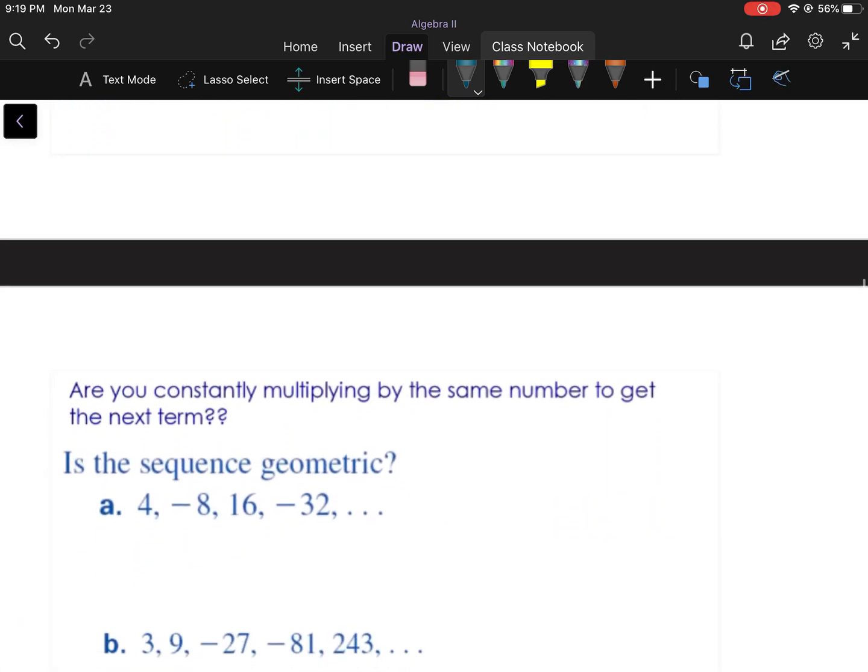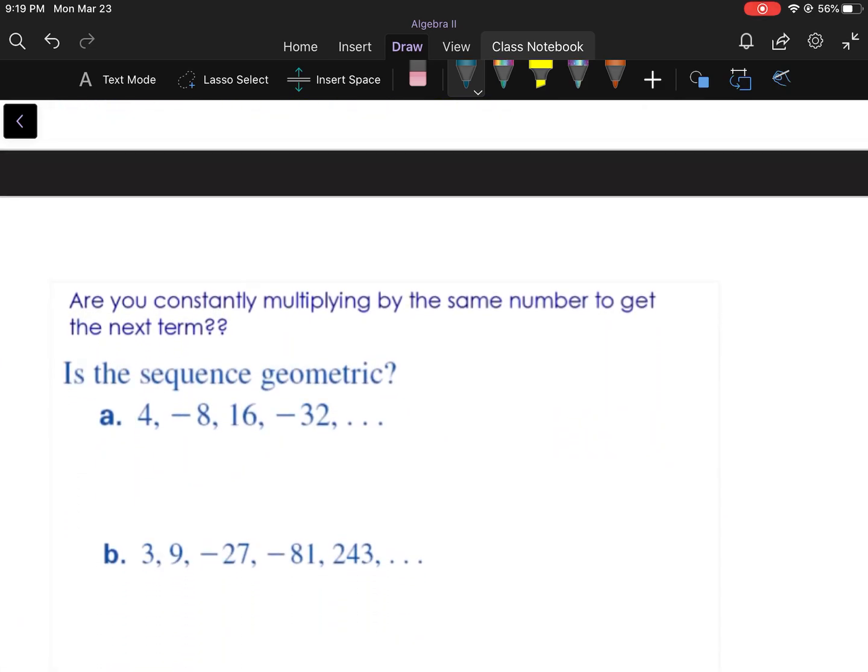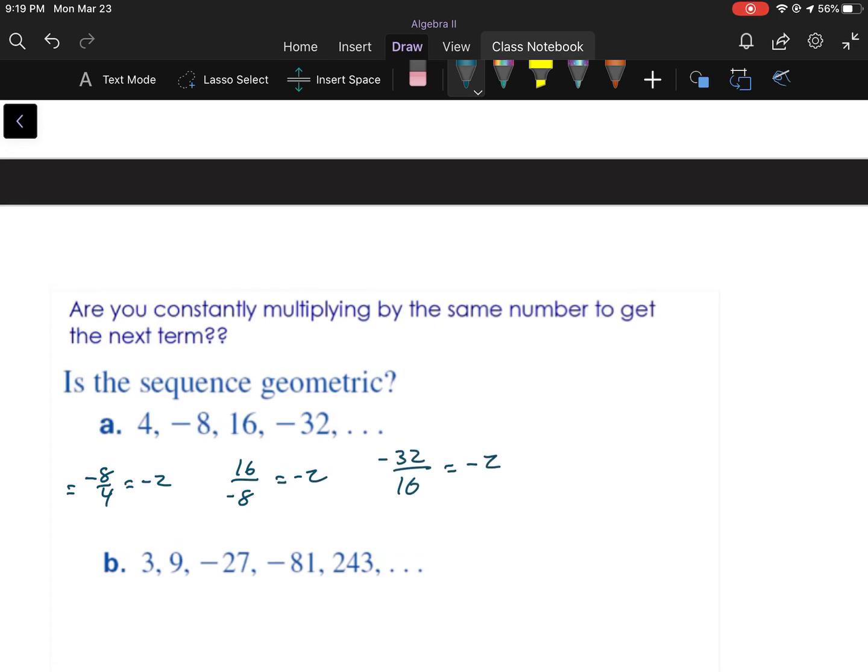So here we go. Let's talk about some here. My common ratio, and this is what I mean, I could take negative 8 over 4. I get negative 2. Take 16 over negative 8. I get negative 2. Take negative 32 over 16. I get negative 2. That means r is negative 2. Is it geometric? Yes, because my common ratio is negative 2. Or essentially, I'm multiplying by negative 2 again and again to get to the next term.